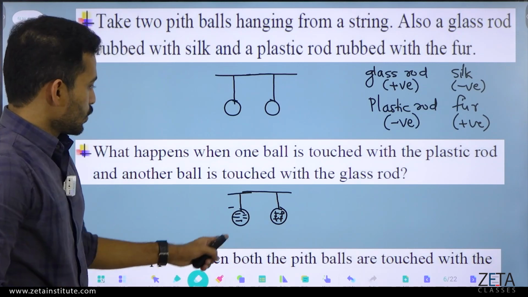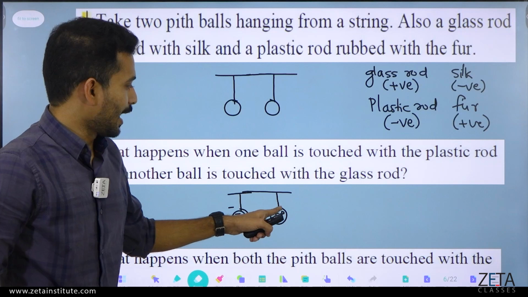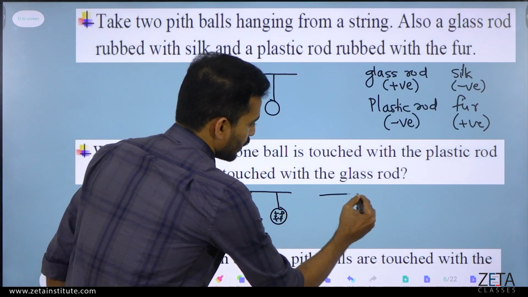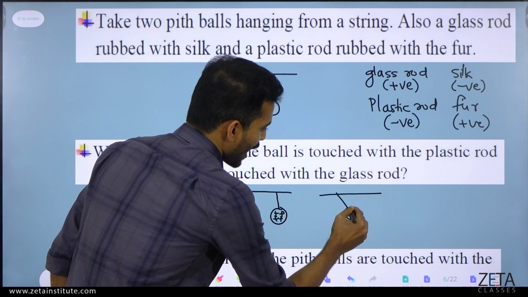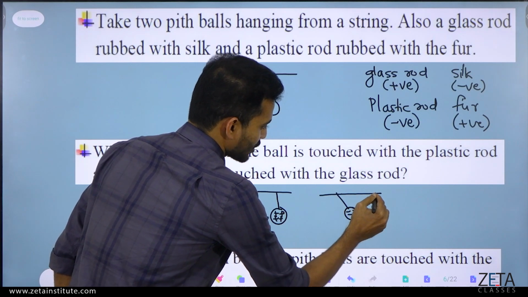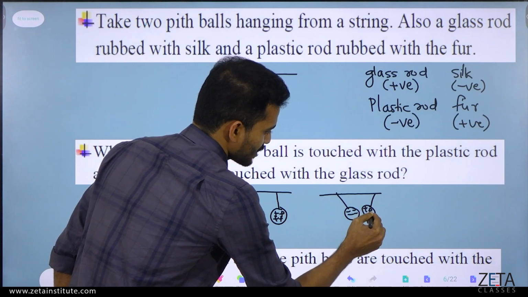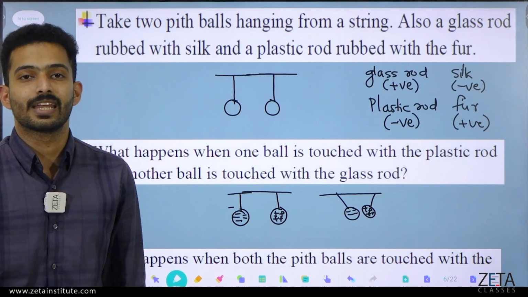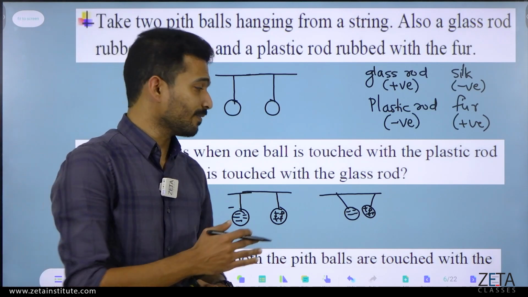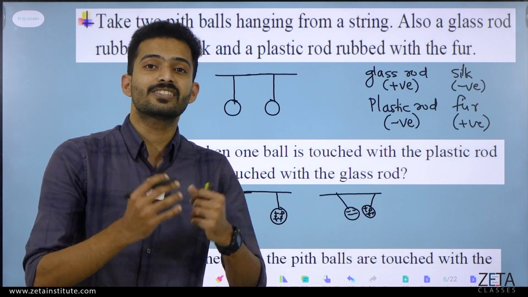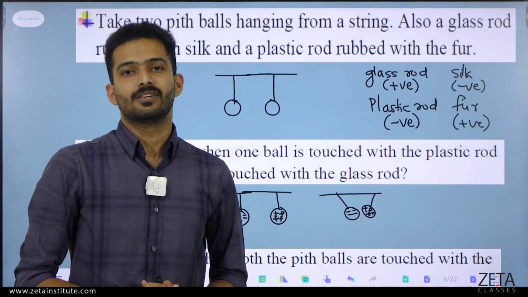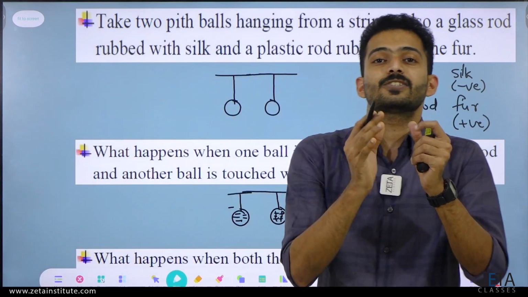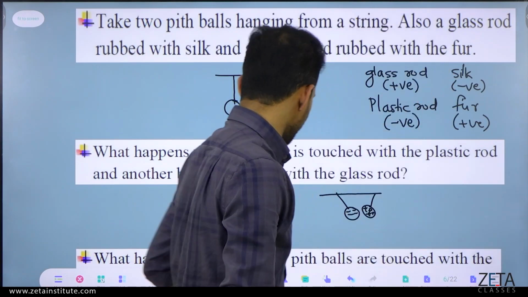What happens? One is negatively charged and the other one is positively charged. Then what happens? They attract each other, because one is positively charged and the other is negatively charged. So from this we can say that unlike charges attract each other. One is negative, the other one is positive.